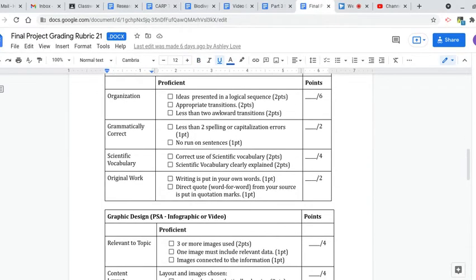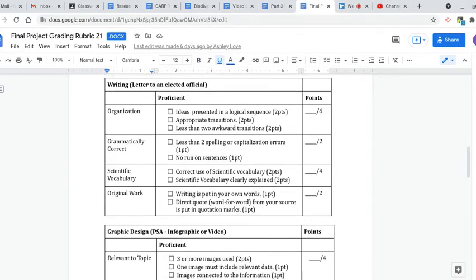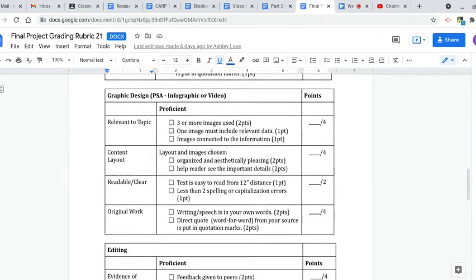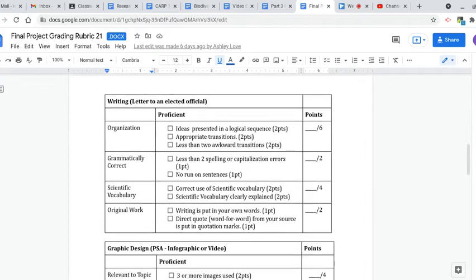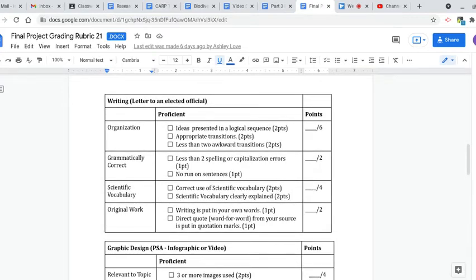Okay, then there's a rubric edition for the letter and for the video. So if you're going to do the letter, you need to make sure your organization is on point. Your ideas need to be presented in a logical sequence. You need appropriate transitions and less than 2 awkward transitions. Organization is worth 6 points for your letter.